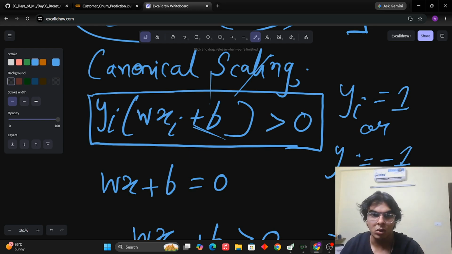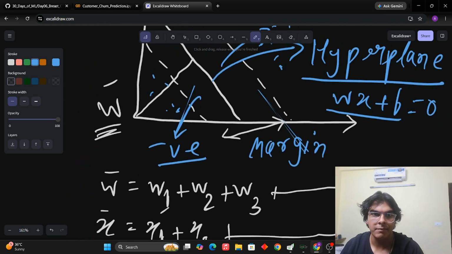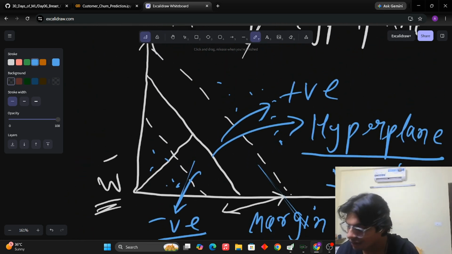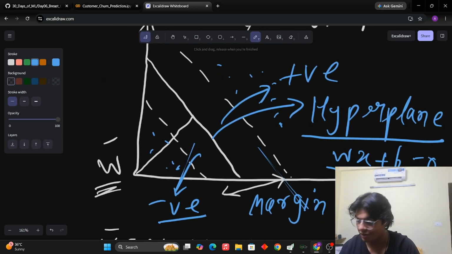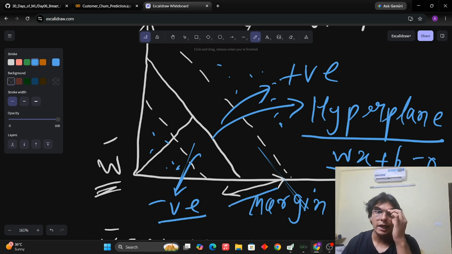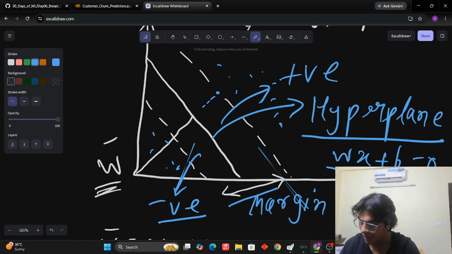Okay, so now if I go back to the diagram, I wanted the longest margin possible, which means I wanted to maximize this distance. So for that, I need to calculate the distance between some point which is lying here and the hyperplane. I need to calculate this distance, right? So how do we do that?